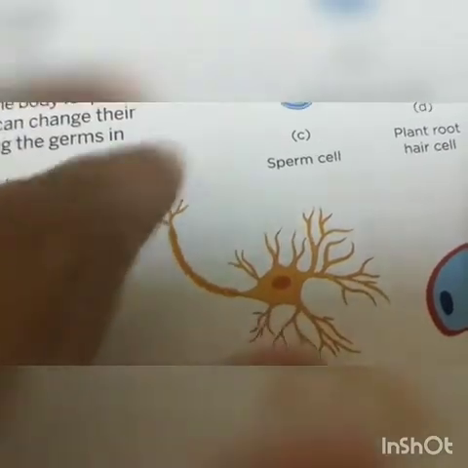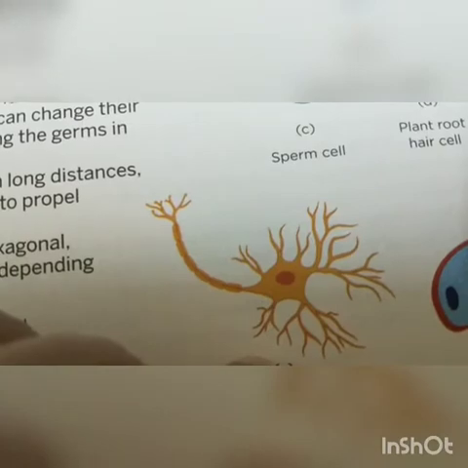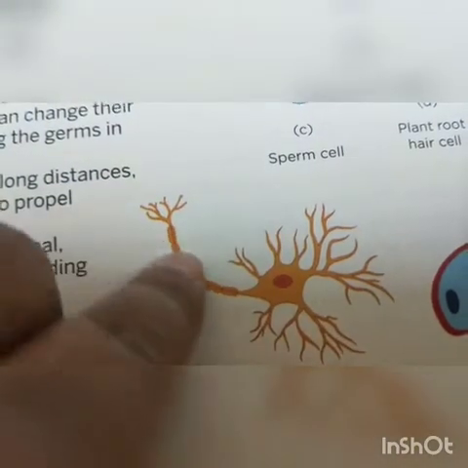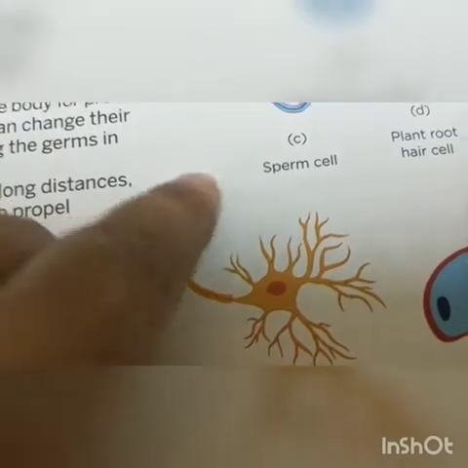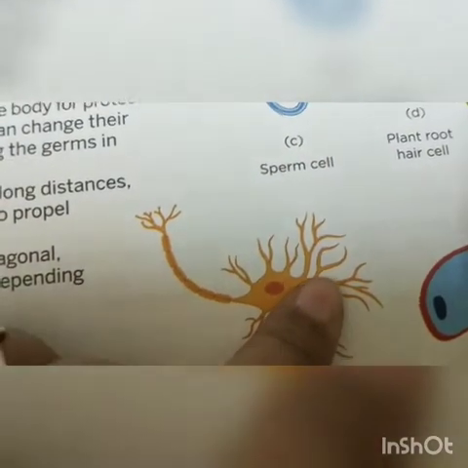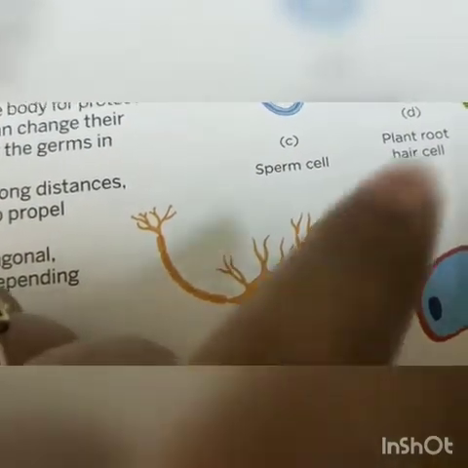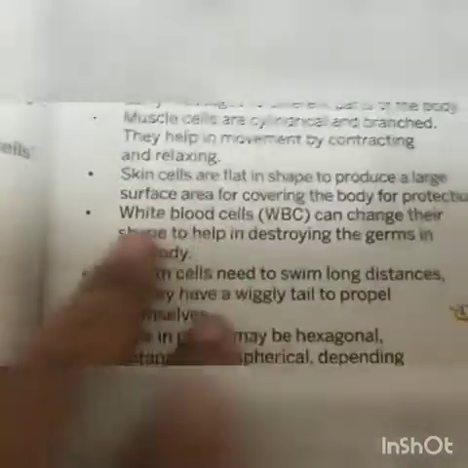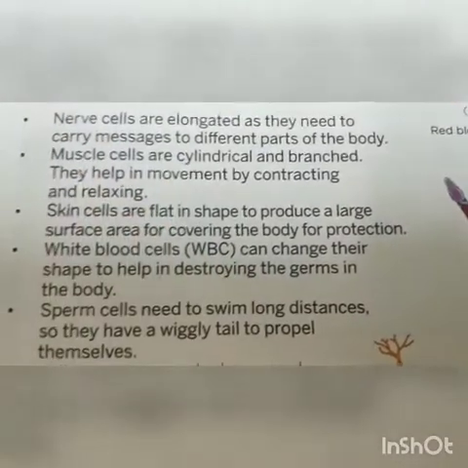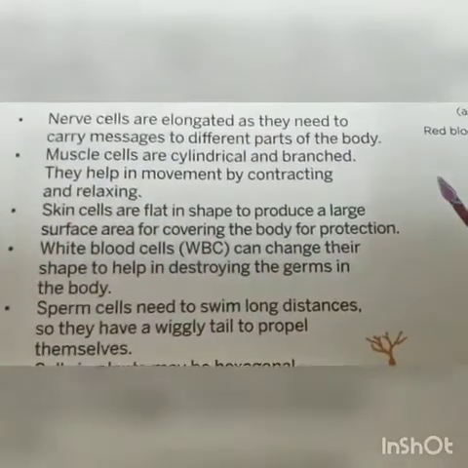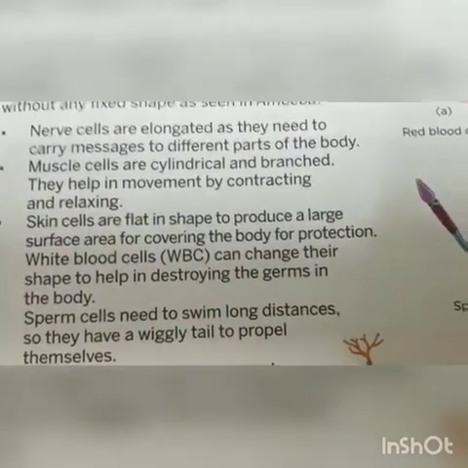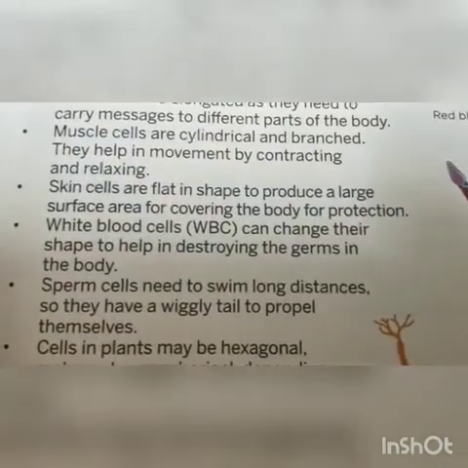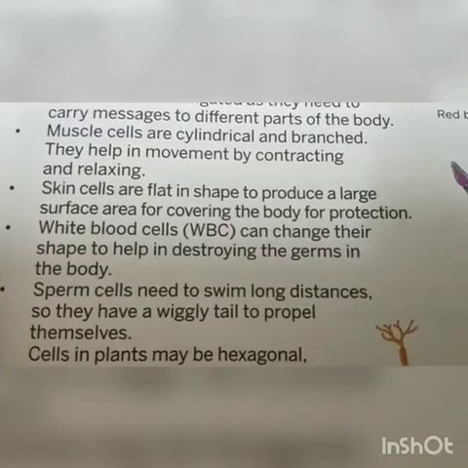Okay. Now you learn this: it is an elongated shape because it is used to carry messages from one part of the body to another. So it is a nerve cell. Then the muscle cells are cylindrical in shape. Why? Muscle cells are used to contract and relax our muscles or our body parts.